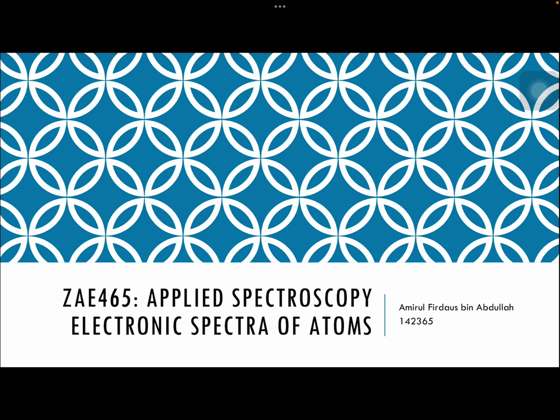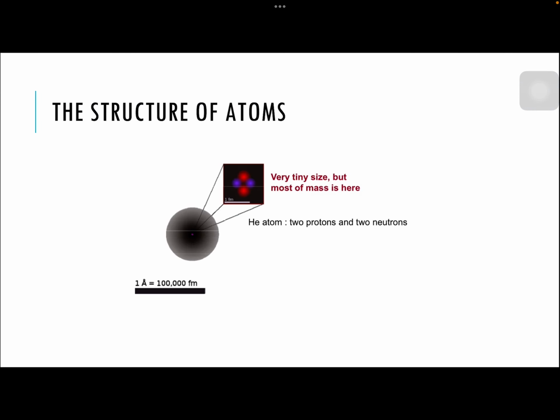I will present about the electronic spectra of atom. So, the structure of atom. As we know, atoms are very tiny, and the diameter of an atom is usually around 1 angstrom. For example, a helium atom has 2 protons and 2 neutrons.